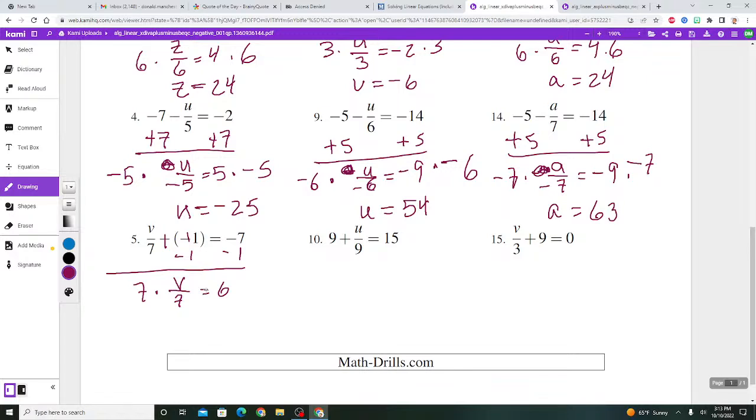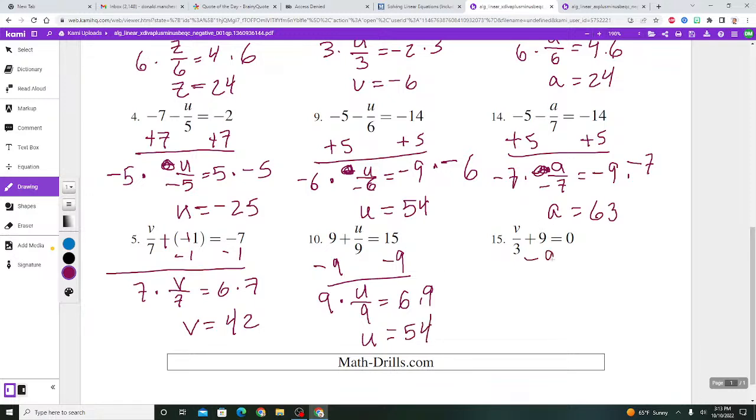We multiply both sides by 7, and so v equals 42. Then here we subtract 9 from both sides. That gives us u over 9 equals 6. We multiply both sides by 9. That gives us that u is 54. And last but not least, we subtract 9 from both sides, and that gives us v over 3 equals 9. So then we multiply both sides by 3, and 9 times 3 is 27.